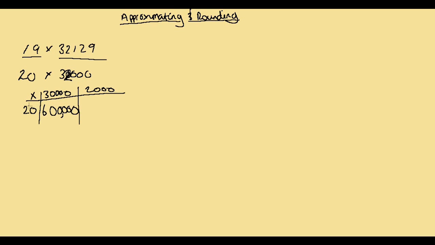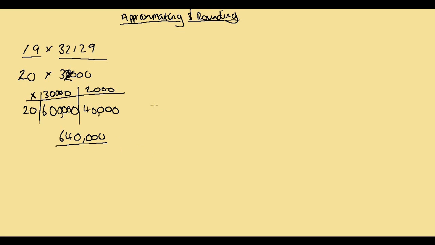What about the next bit? 20 times 2,000. Well, that's 2 times 2 is 4, and then we've got 1, 2, 3, 4 zeros. So that's 40,000. So when we add this up, we get 640,000 as an answer. So that's an approximated answer to this original question. And if you're ever in a situation where you're not allowed a calculator, or you haven't got a calculator, you can say, I know roughly where it exists, around about 640,000.